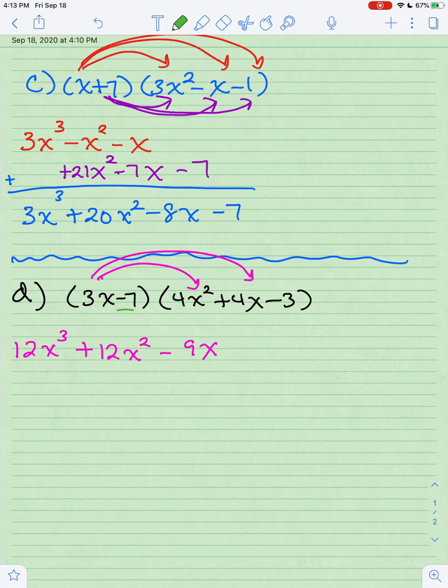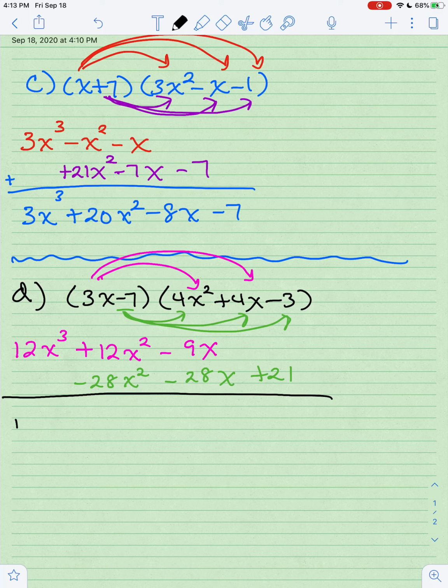And so if we go underneath, we use the negative 7. So be careful with your negative 7. Make sure you distribute the negative. So that's going to be negative 28x squared. So I'm going to put it under 12x squared. And then I'll get negative 28x under the 9x. And finally, positive 21. And so now we can add our like terms and they're all lined up.